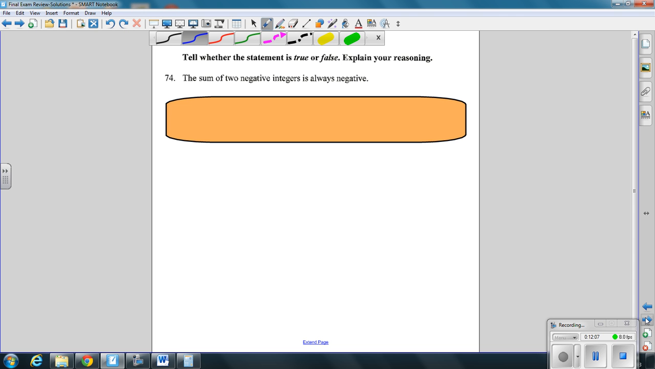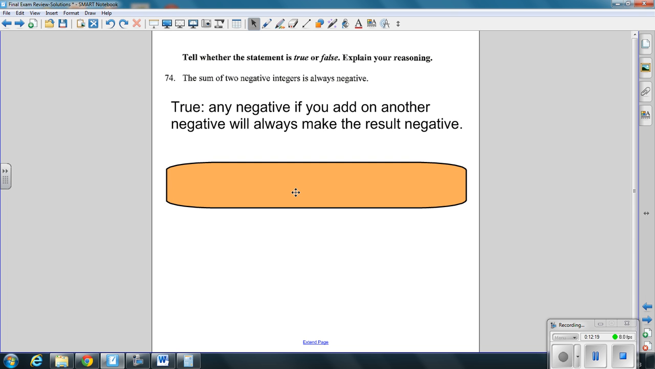74. The sum of two negative integers is always negative. Instructions: tell us whether the statement is true or false and explain. This statement, what do you think? True or false? Solution is true.